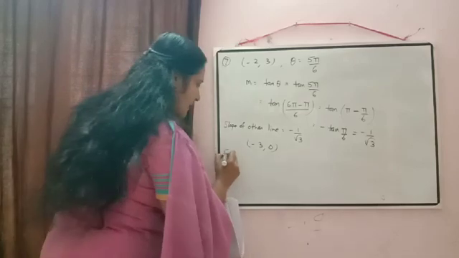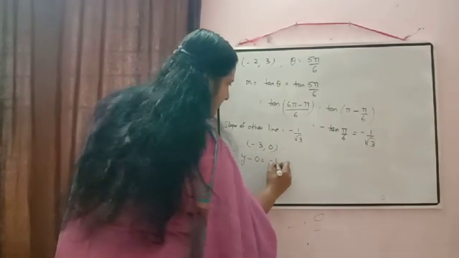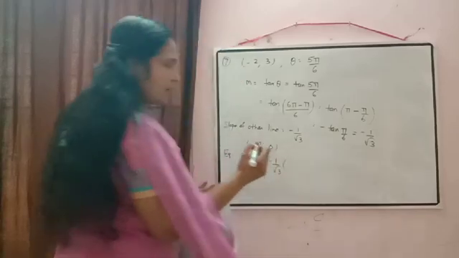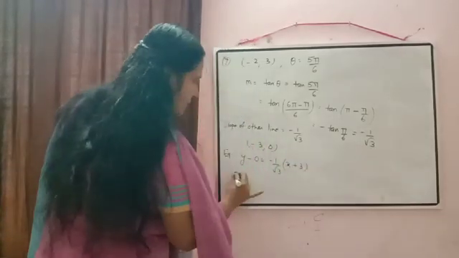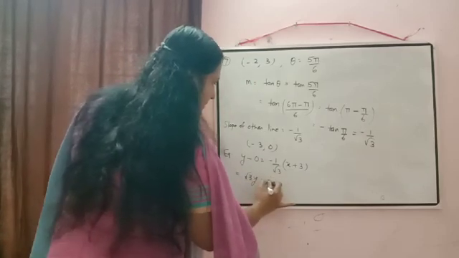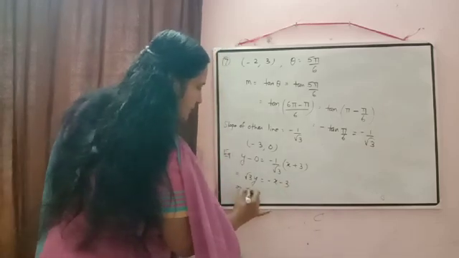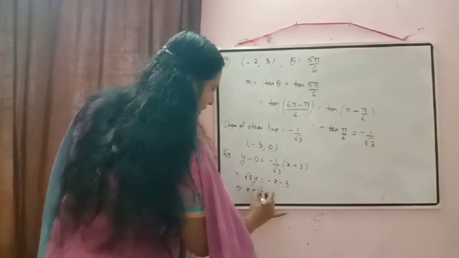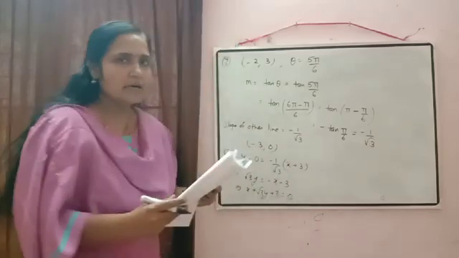Now we can calculate the equation. y minus y1 is equal to m, that is equal to minus 1 by root 3 into x minus x1. Now root 3 we can shift here. Then we will get here root 3y is equal to minus x minus 3. Now shift all the expression to one side. Then we will get x plus root 3y plus 3 is equal to 0.